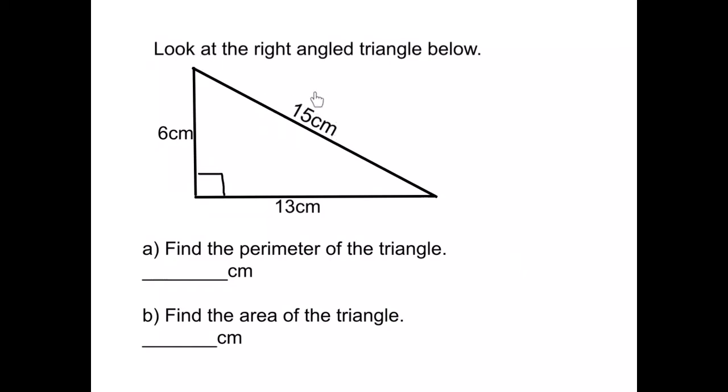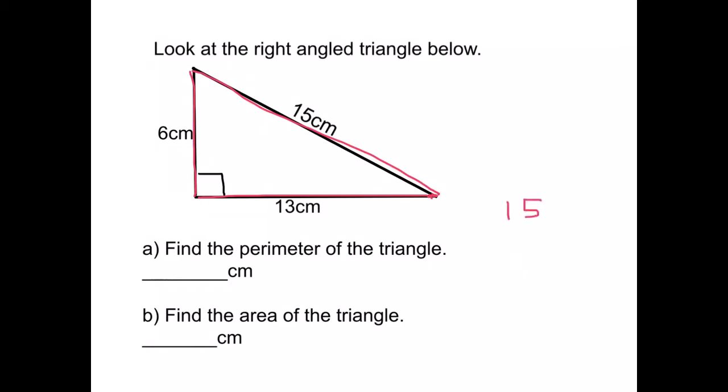This 15 centimeter length often throws a lot of people. We don't actually need to use it whenever we're working out the area, but we will need it in part A of the question, where we have to find the perimeter of the triangle. So perimeter is the distance all the way around. So from one point all the way around the triangle, back to where you started. And it's simply a matter of adding up the three sides.